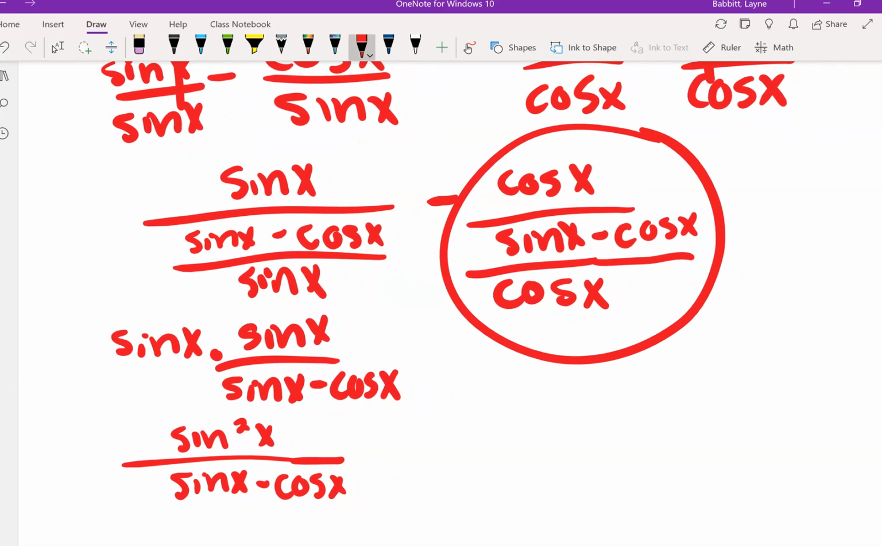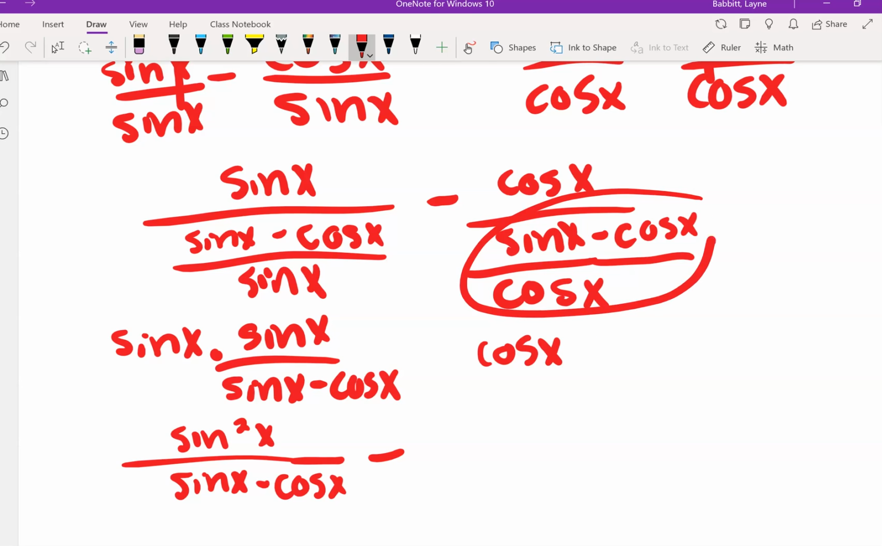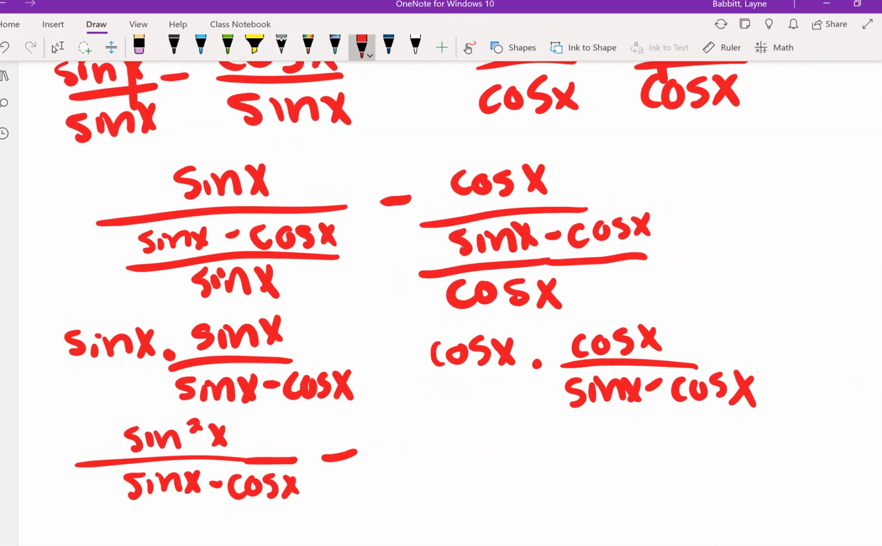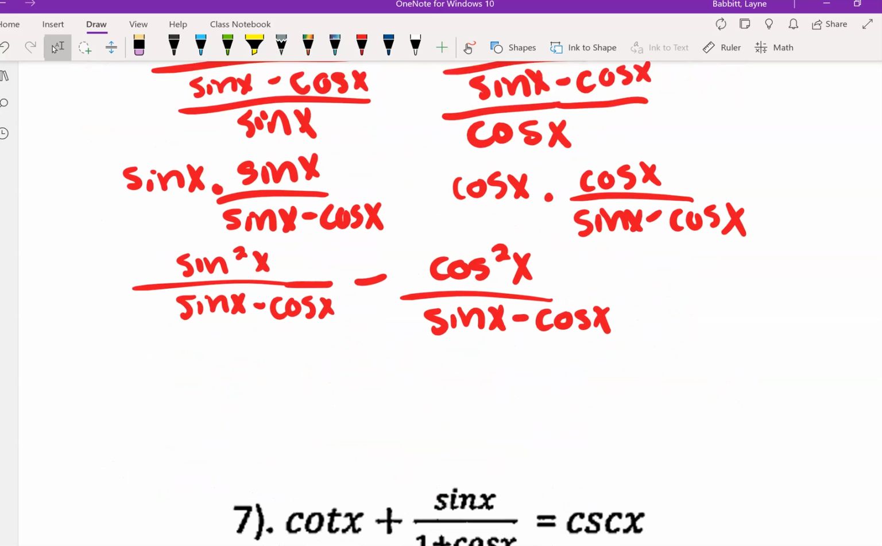Now I'll focus on simplifying that fraction. Same idea, I'm going to flip the second fraction and multiply. So this is going to be cosine x, and then this fraction is going to get flipped. So this is going to be times cosine x over sine x minus cosine x. When I multiply those, this just becomes cosine squared x on top over sine x minus cosine x. All right, keep going, just a little more simplifying to do.